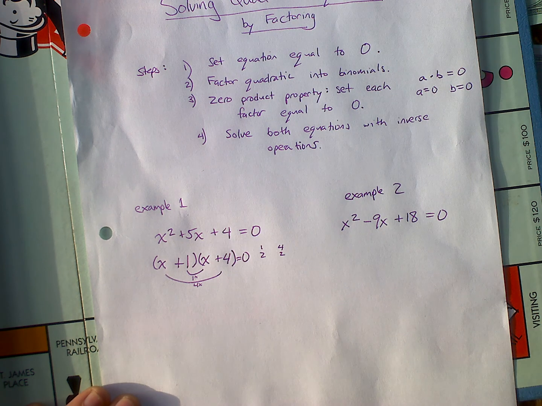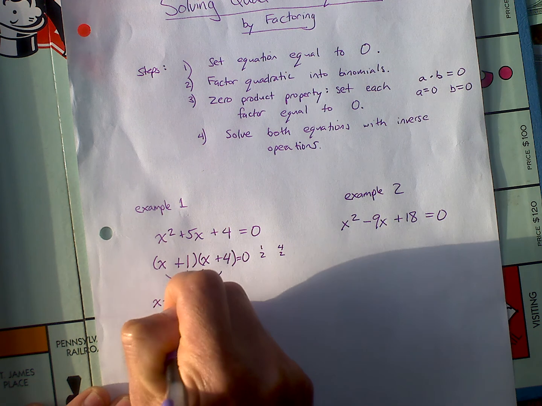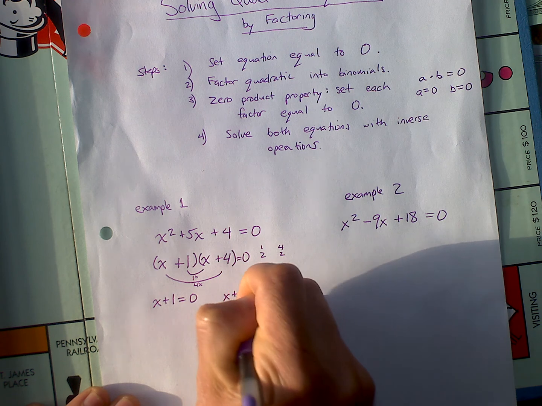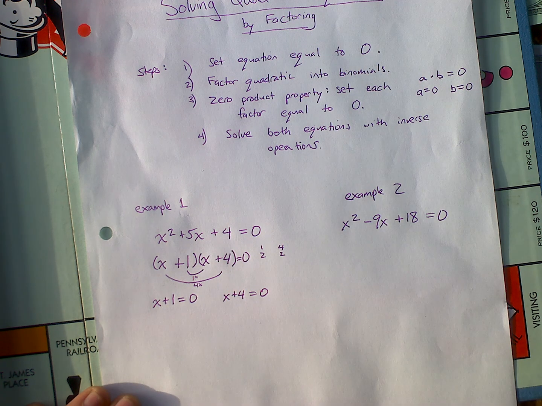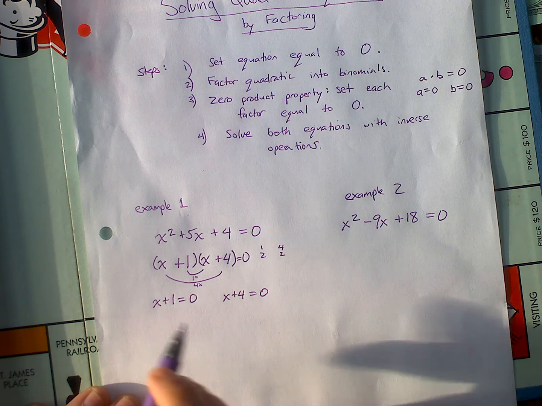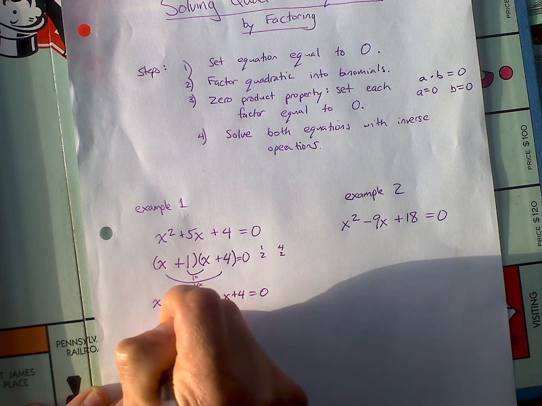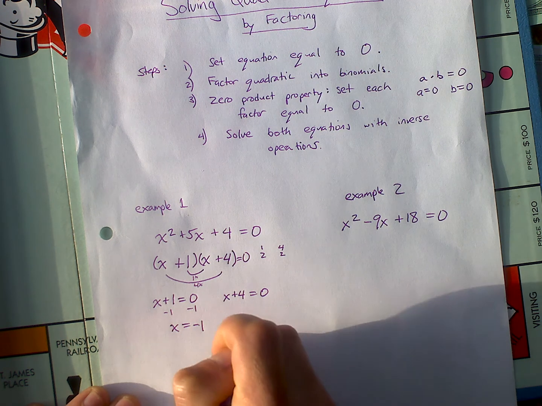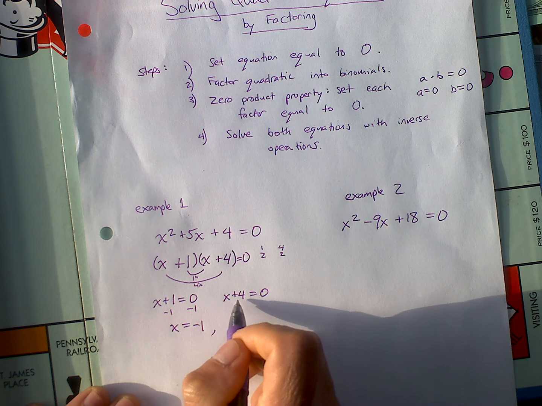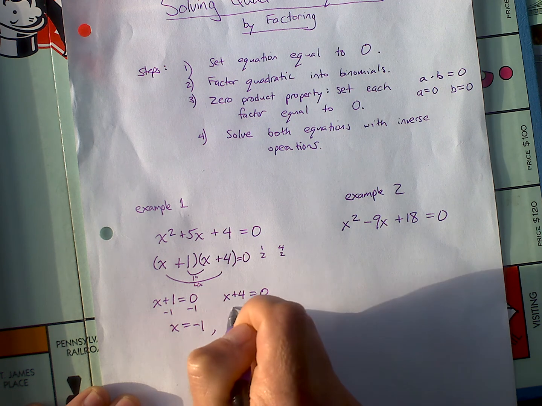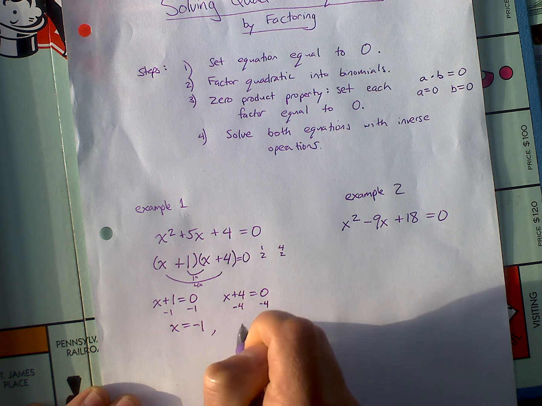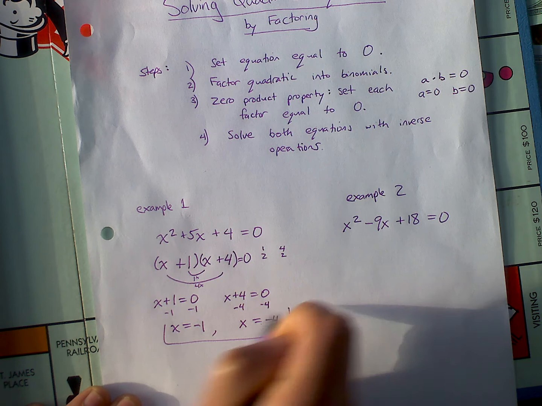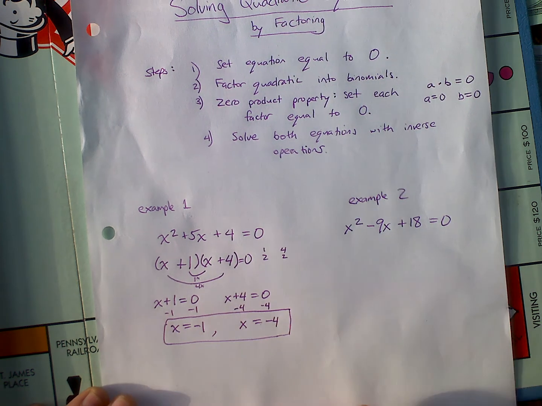Step 3, take each of those factors and set them equal to 0. x plus 1 could equal 0, or x plus 4 can equal 0. Solve both of those equations with the inverse operation. When we're solving this one on the left, subtract 1 from both sides, and we get the solution of x equals -1. Or, in the second equation, x plus 4 equals 0. Inverse operation, subtract 4 from both sides, we get x equals -4. Here are our two solutions. x could be -1 or x could be -4.